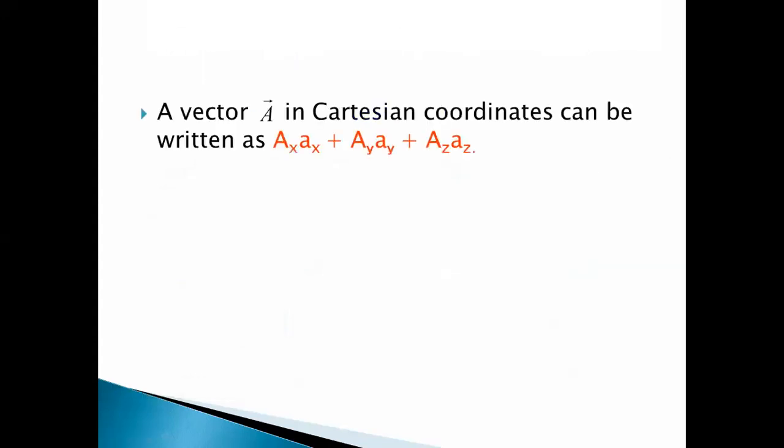Okay. Now we'll see how actually this vector is represented. Here we are considering a Cartesian coordinate system. When we are considering any vector a bar, we can represent that vector in x, y, and z coordinates. We have already seen that this vector a bar is equal to a bar x a x, a bar y a y, and a bar z a z, where a x, a y and a z are the unit vectors.